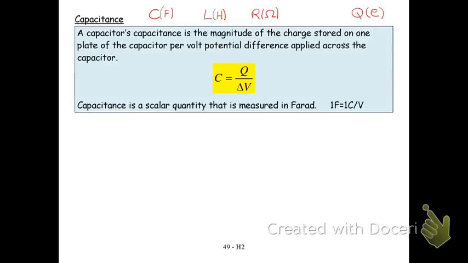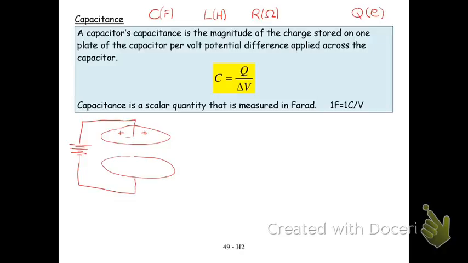It's basically like two big parking lots. So we have a plate, and we have another plate, and we somehow drive positive charge onto one, which is negative charge on the other, and we end up with a whole bunch of positives, and we end up with a whole bunch of negatives.